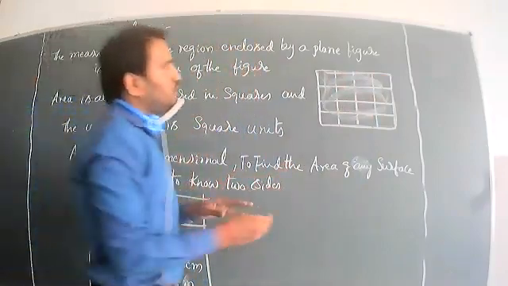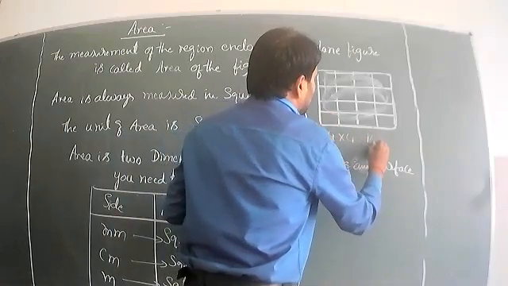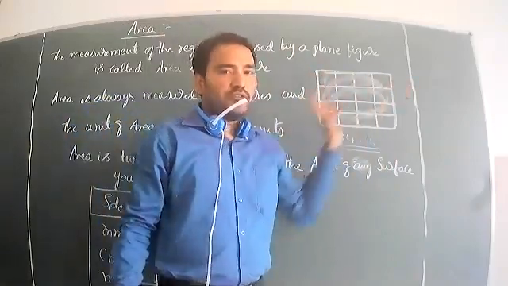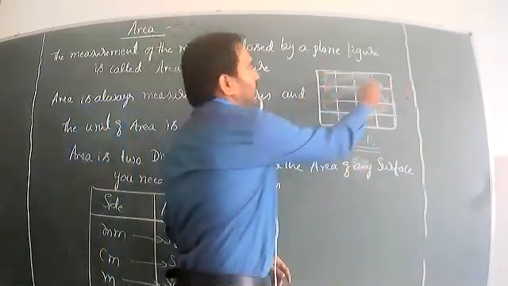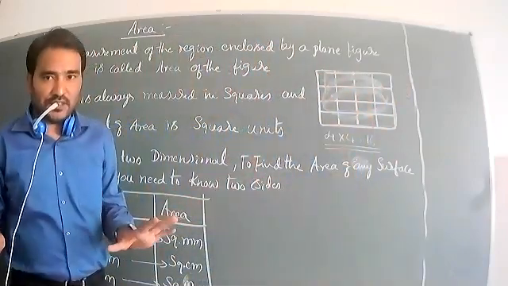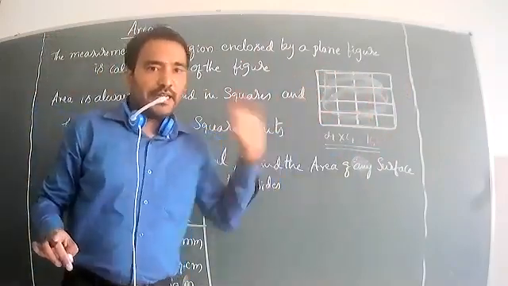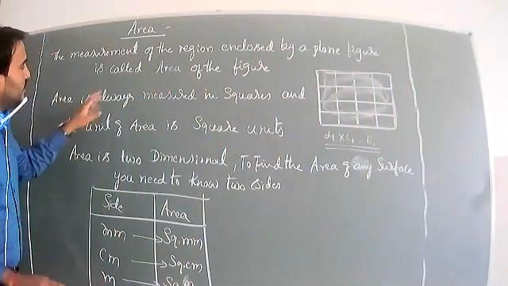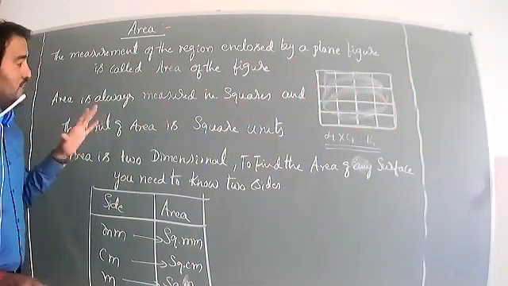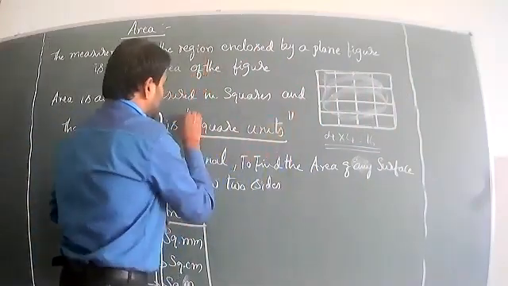So how many squares are there? 4 into 4. Totally how much? 16. Totally 16 boxes. Here 4 and here 4. 4 into 4, totally how many? 4, 8, 12, 16. Totally 16 squares are enclosed in this figure. This is called area. Area is always measured in squares. The unit of the area is square unit, which is very important. This is a very important concept.